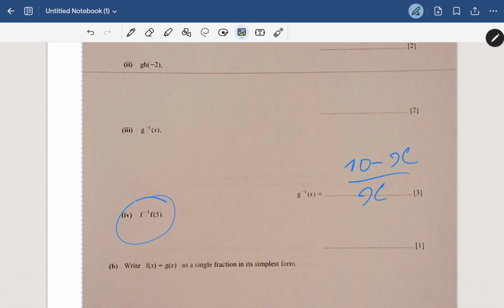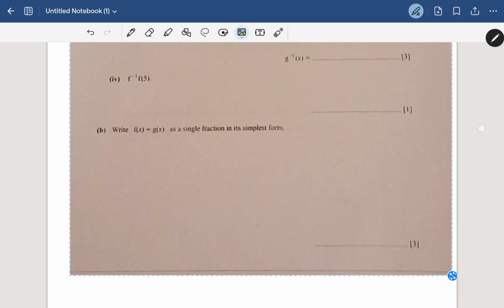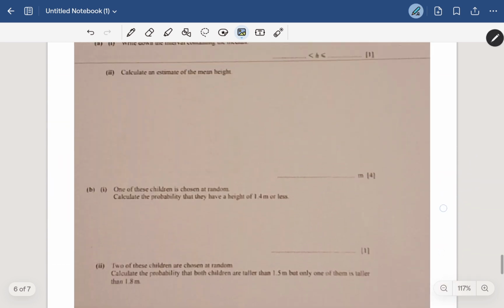Now this is very simple. It's 5 because you have the inverse of a function with the function itself, 5. Okay? Now the last and final question. We need to write fx plus gx as a single fraction.